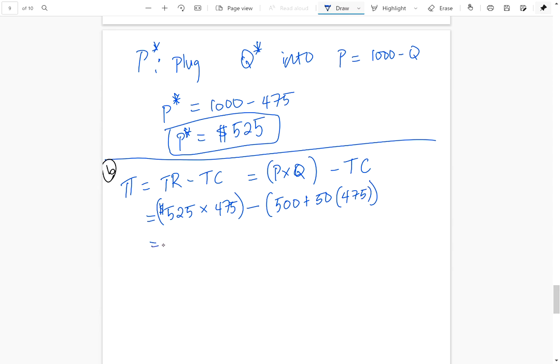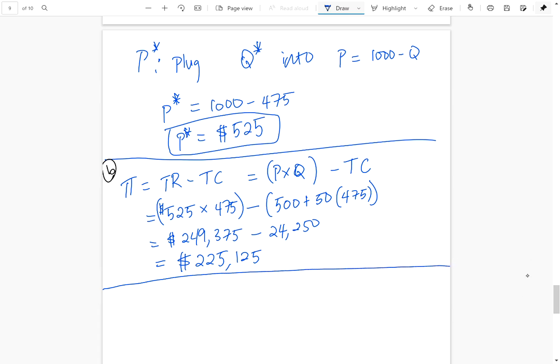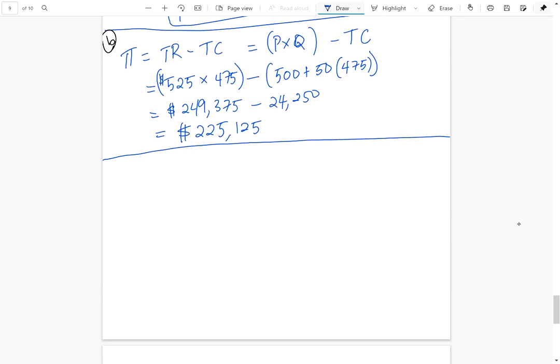So we have that this is equal to, from the calculator, 249,375 minus 24,250, all of which is equal to 225,125. This is the profit max for this firm. This is the best they can do, given their demand function in the market, what they're facing in the market, and their cost function, what it's costing them to produce that.